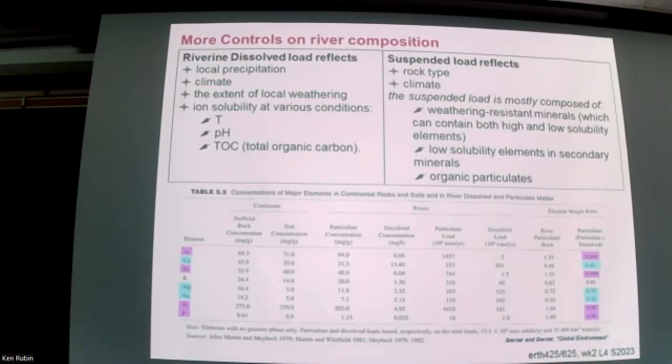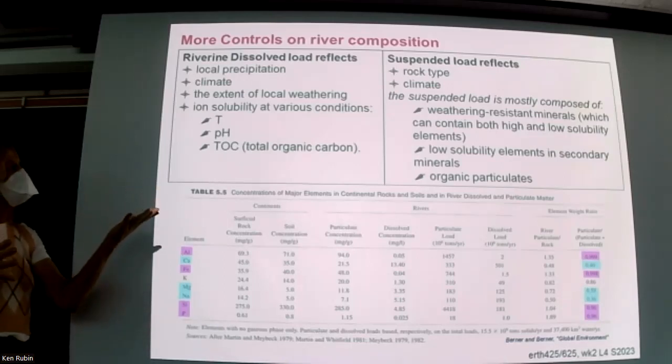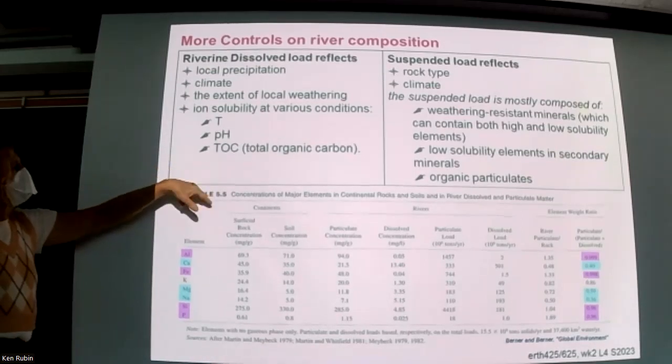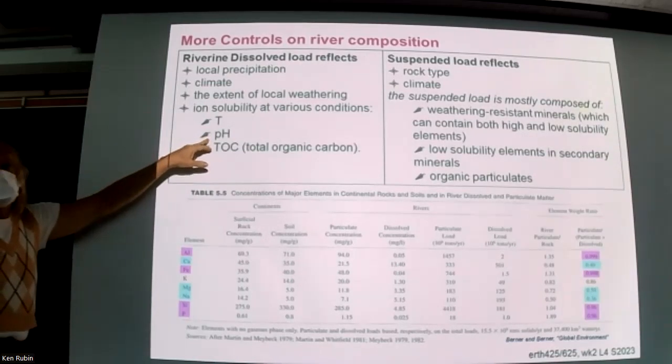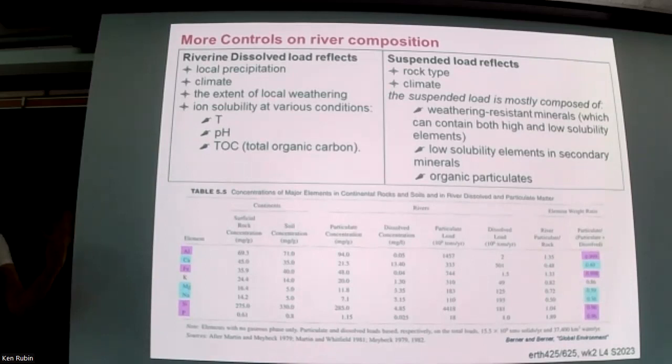Our sparingly soluble stuff in the middle of the chart becomes more soluble. And so, all things being equal, in a tropical, highly vegetated watershed, for instance, we're going to see an increase in the total organic carbon, a decrease in the pH, and because it's the tropics, usually an increase in temperature. All those things tend to increase the solubility of some stuff.